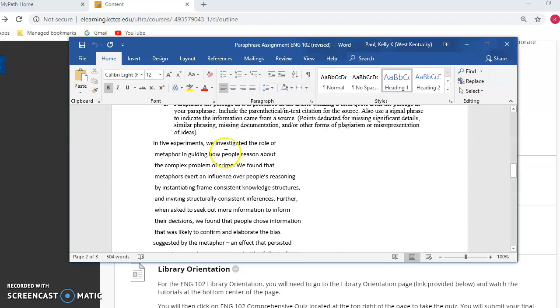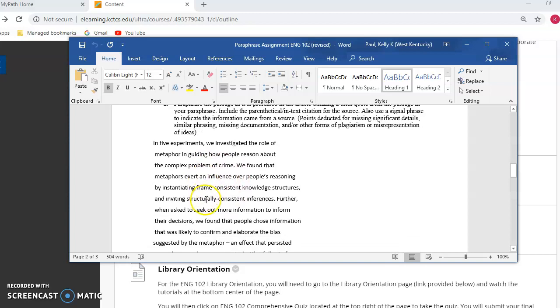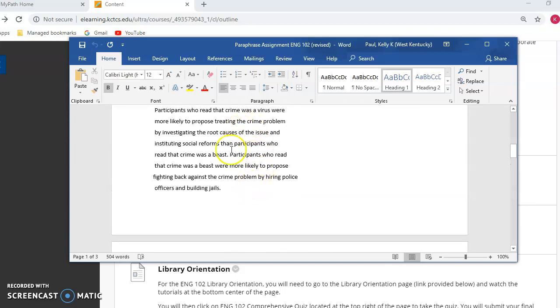and then you are going to paraphrase this passage as well. Okay, so, and in this one in particular, you're going to use a quote. So in the first one, you are not using an actual quote, although you may be putting quotation marks around words like crime and beast.